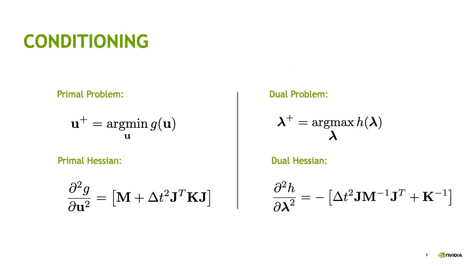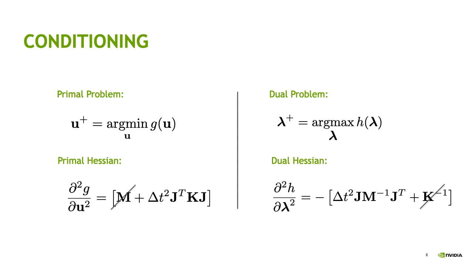And it does give us some more insight into how they behave. So we can look at the conditioning of these two problems and make some predictions about how these different solvers will converge. In this case, one way to get an idea of the conditioning is to look at the Hessian of the problem. And if we assume for the moment that K is very large, the norm of K is much larger than the mass matrix, then we can essentially disregard that in our analysis.